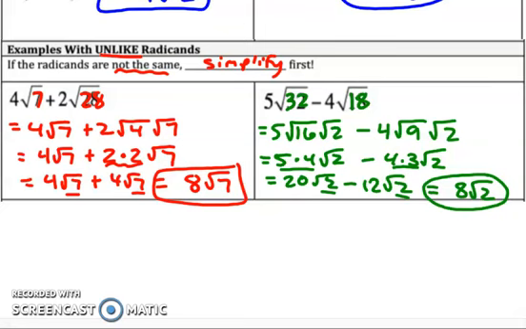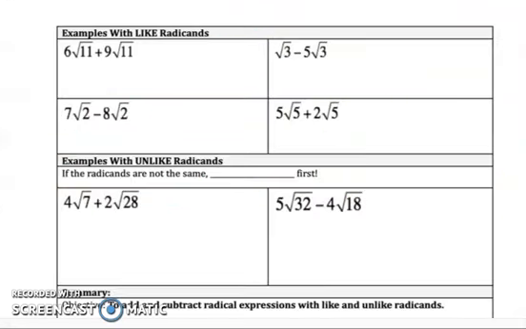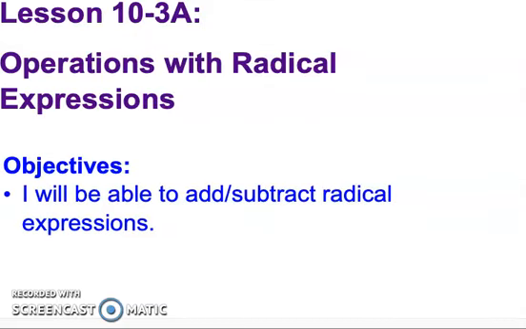And that's it for the 10.3a notes. Looking into tomorrow, we'll be looking at maybe a little bit of foiling or distributive property with these square roots. But until then, go ahead and try the assignment. Good job.